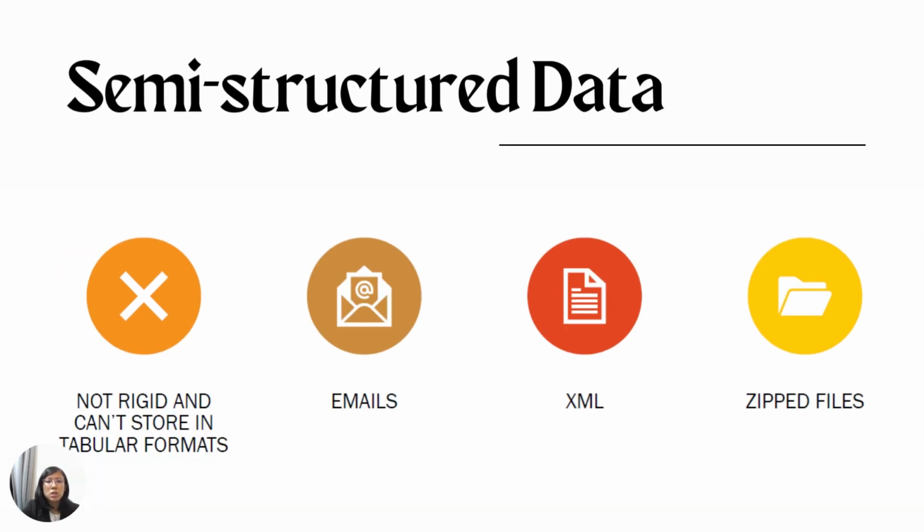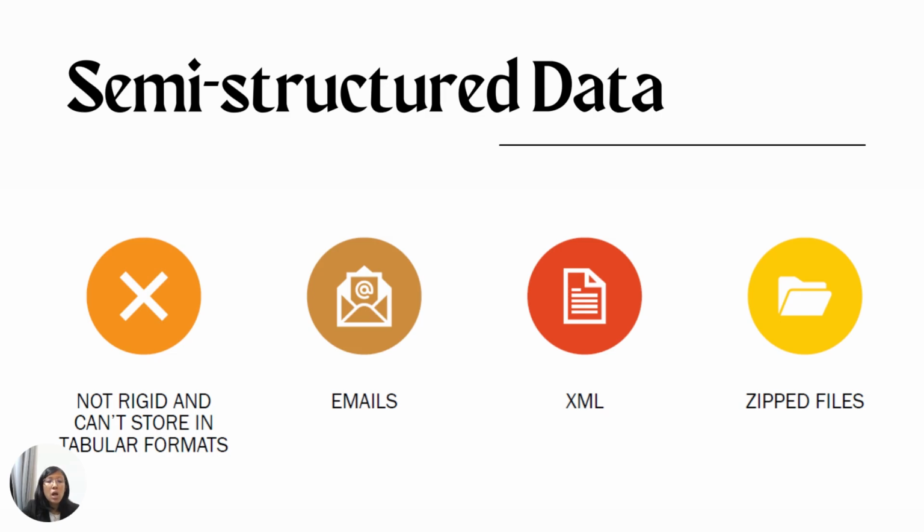Semi-structured data is somewhat between structured and unstructured data. They are not rigid and cannot be stored in tabular formats. This data has some of the structured information as well as unstructured data. For example, emails, XML, and zip files are examples of semi-structured data.